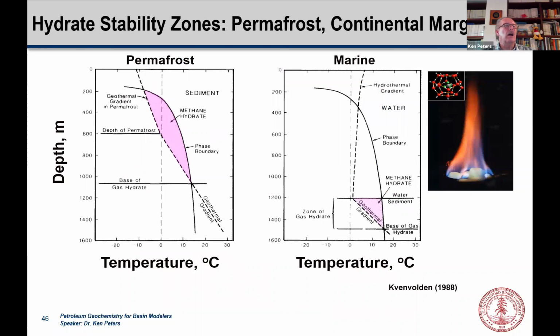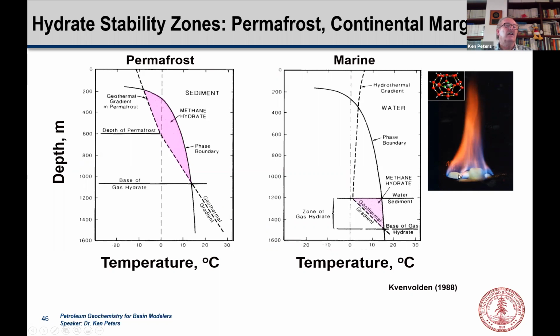I'm going to talk very briefly about hydrate stability zones. Most basin modeling software handles this very well. This is physical chemistry, and some of the first work was done by Keith Menvold back in 1988. So there's a hydrothermal gradient, there's a phase boundary, and the intersection of the geothermal gradient and the stability zone of the methane hydrates is outlined here in purple. And you can predict these quite readily using some math. This is what a hydrate looks like when you basically light a match to it.